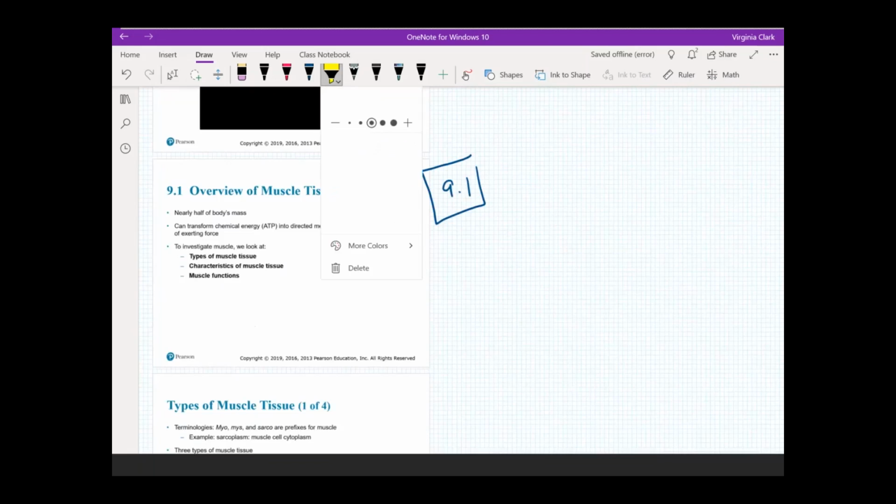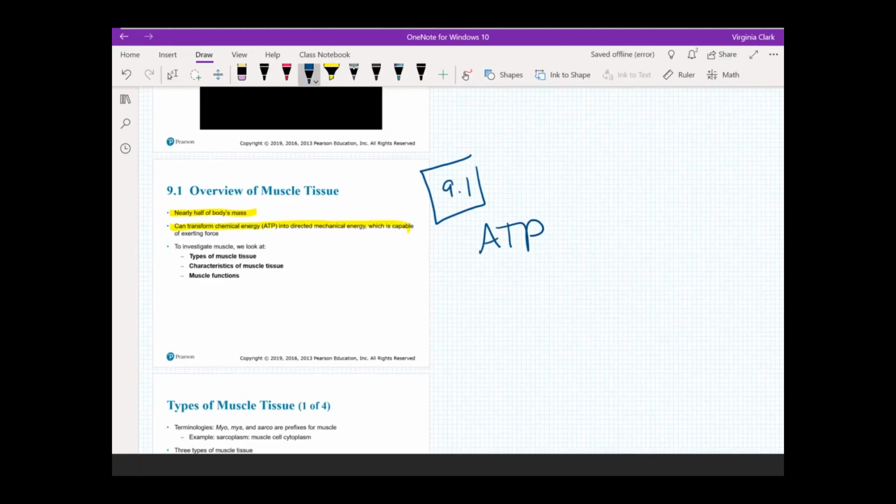Because when you look at our muscle tissue, it is covering nearly half of our body's mass. So this is a very large system that we are working with. And the overall purpose of what it's doing is moving things. And the way it moves our body, it's moving our skeleton and our bones, is by transforming chemical energy into mechanical energy in order to exert force. So we're doing that through that molecule ATP that we talked about, adenosine triphosphate. So we're going to talk a lot about this today. As we're going through, we're going to look at types of muscle tissue, characteristics, and then muscle functions.